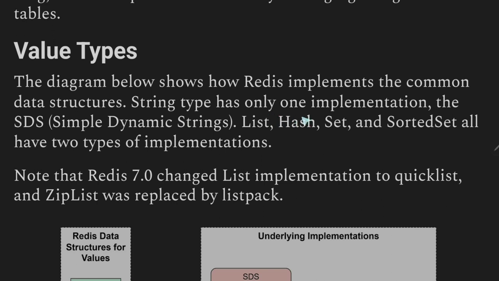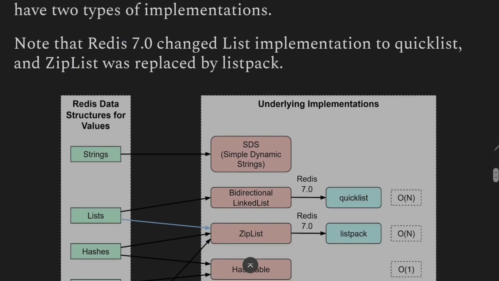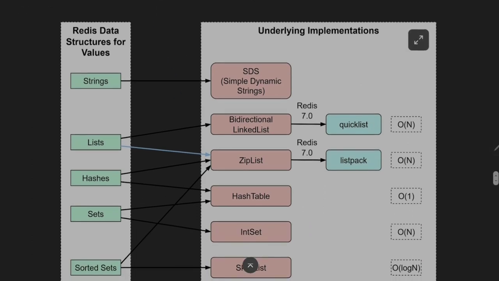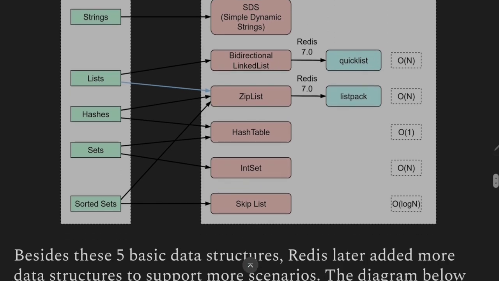String type has only one implementation, the SDS, simple dynamic strings. List, hash, set, and sorted set all have two types of implementations. Note that Redis 7.0 changed list implementation to quick list, and zip list was replaced by list pack. So Redis has the data structures, which is like the abstraction, and then they have the actual implementation of the data structures.